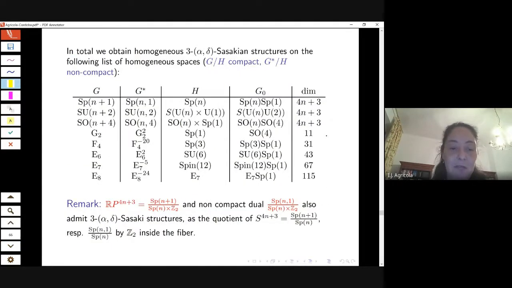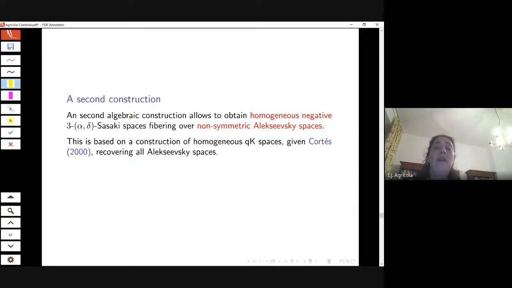Okay, here's the list you get. So it took us a tremendous amount of time, but if you have ever looked at the papers of Alekseevsky and later Vicente Cortés on these non-symmetric Alekseevsky spaces, you will remember that the construction is really far from trivial. I give no details at all, but just state the result: if you start with a non-symmetric Alekseevsky space, we were able to construct homogeneous negative phi alpha delta Sasaki spaces over them. Therefore, there really exist negative homogeneous phi alpha delta Sasaki manifolds over a non-symmetric base. So this is very nice because now you get a whole new class of manifolds.